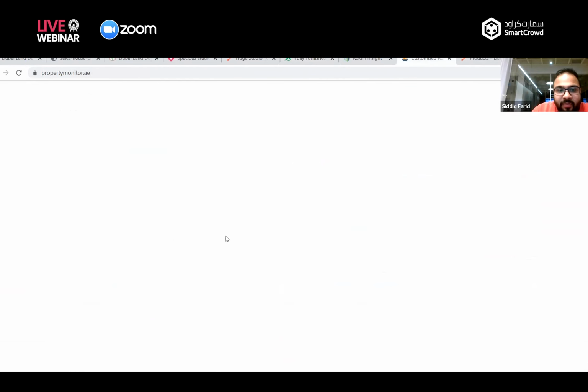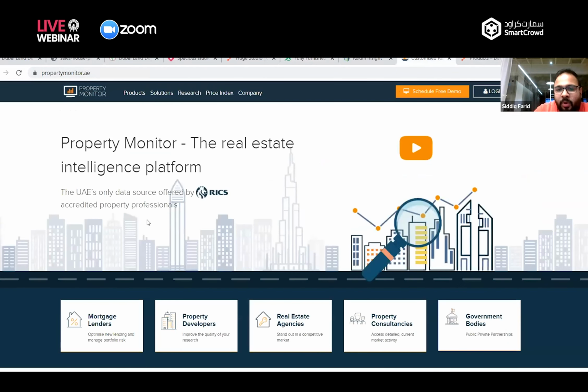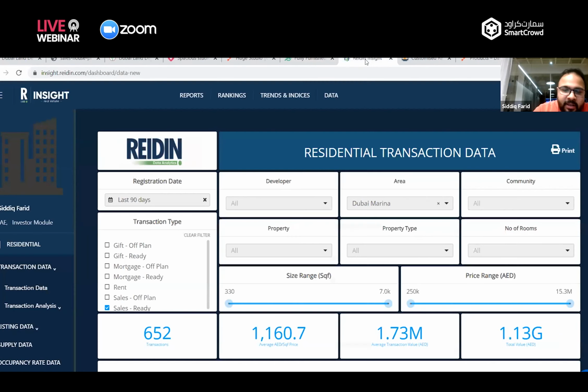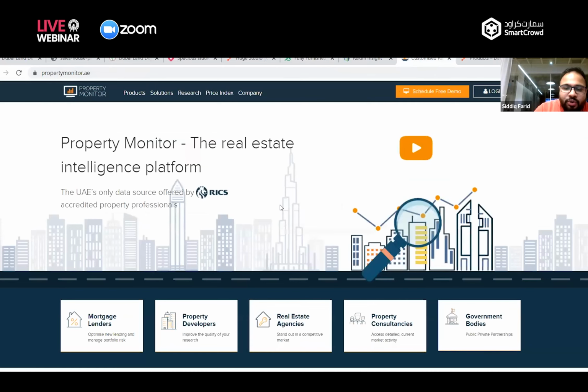But you can try to find Property Monitor. They're one of the data providers in the market. Data Finder is another one, and Redin is another one. Redin is the one that we use, and I'll walk you through some of the stuff that we look at in Redin that allows us to formulate our opinion on things, right?